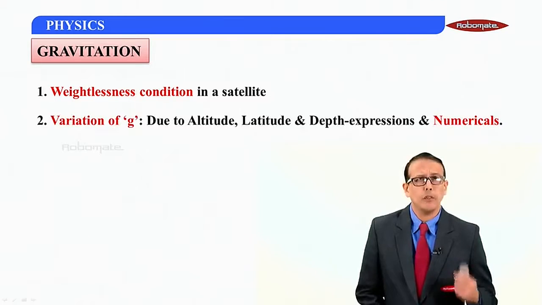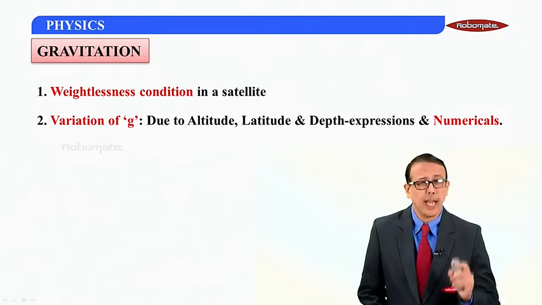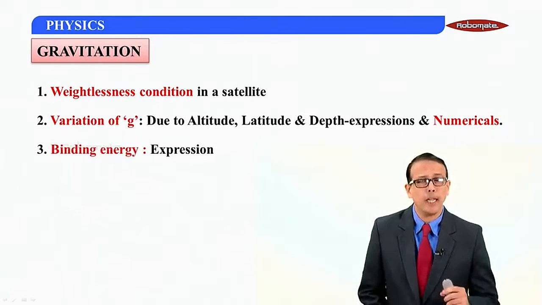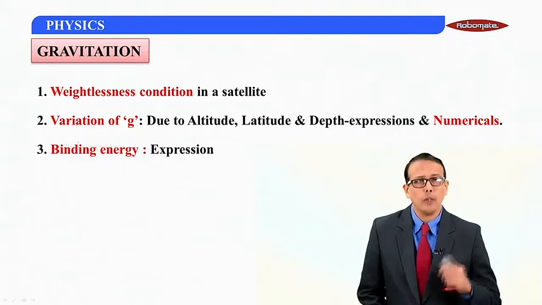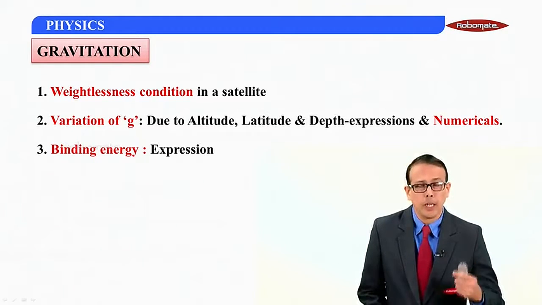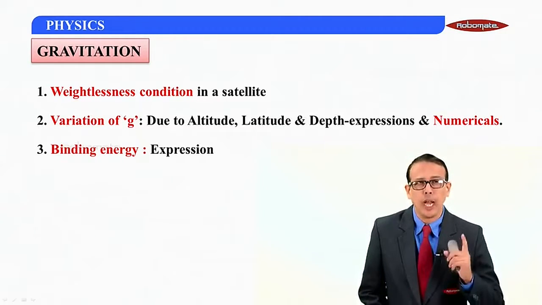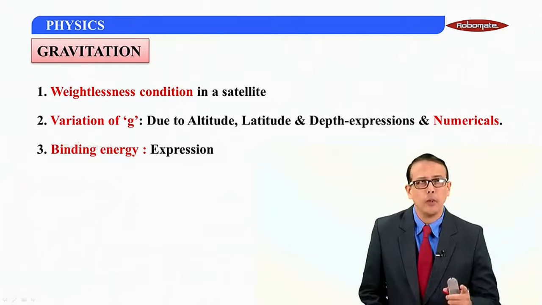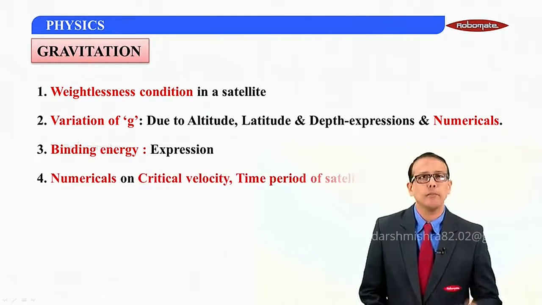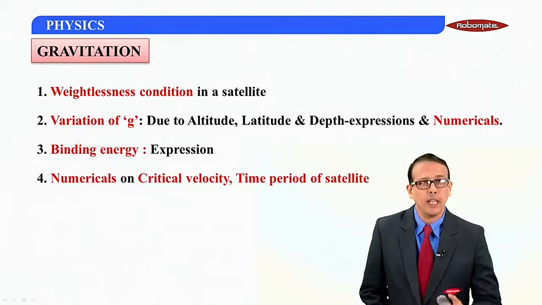Next, variation of g due to altitude, latitude and depth, expression for this and also numericals based on this. Remember students, in all these questions, diagram is absolutely necessary. The next important question, binding energy expression, where you have to derive expressions for kinetic, potential, total energy, interpretation of negative sign for total energy, absolutely necessary, and thereby going for binding energy expression. Also, numericals on critical velocity and time period of satellite.